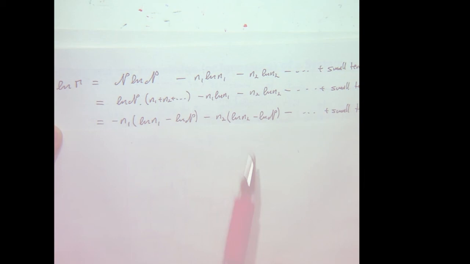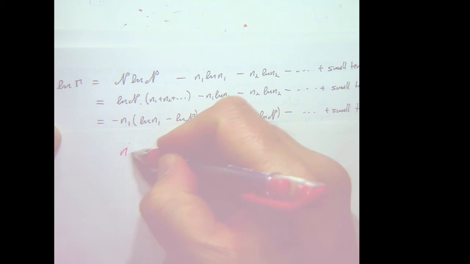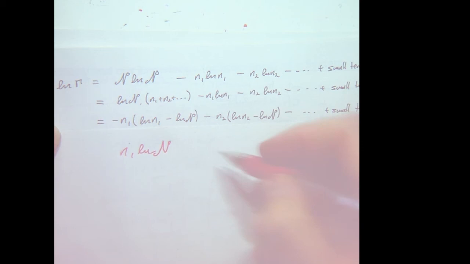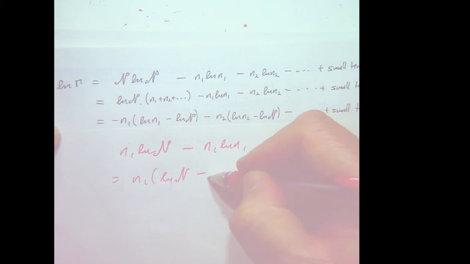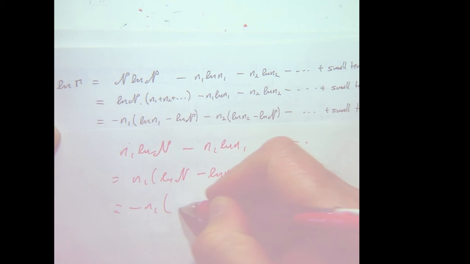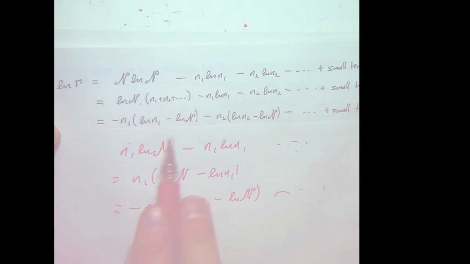And so this has a term like n1 log of curly N, minus n1 ln n1, and there's all the others. So that's n1 times log of curly N minus log of n1. That's what that line is. Except I've gone minus n1 ln n1 minus ln curly N, like that, and then you've got all the others. You see that step? Pretty simple.